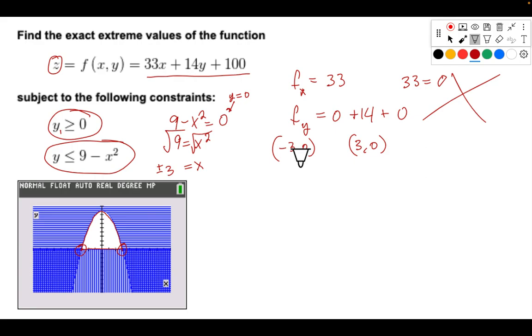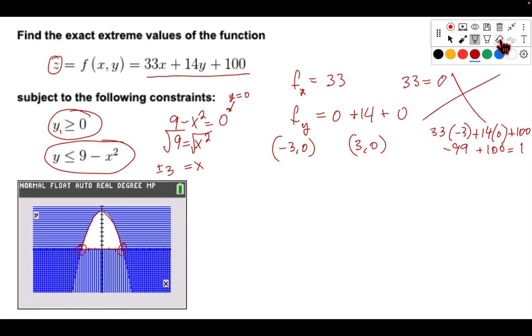To figure out if these are minimums or maximums, what do we do with those points, those x and y's? Plug them back into the original function to get a value. Okay, we could do a second derivative test, but I don't think that's going to help us. And anyway, we're going to have few enough points where we just start plugging them in. So negative 3, 0. So we're going to have 33 times negative 3 plus 14 times 0 plus 100. So that gives us negative 99 plus 0 plus 100. Negative 99 plus 100 gives us 1.